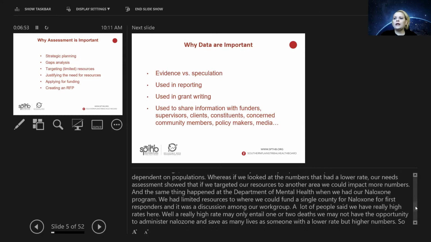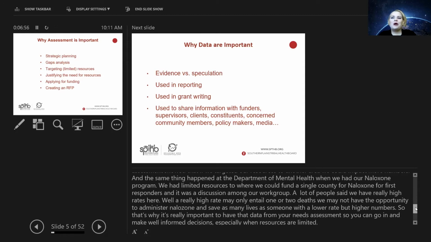A similar situation happened when I was at the Department of Mental Health and Substance Abuse Services. Again, a long time ago, before naloxone was kind of standard issue. All first responders weren't equipped with it. And we decided to pilot a program, and we were going to evaluate it. We had an area, and I'm going to talk about this later, that had a very high rate, but very low numbers, compared to an area that had a pretty high rate, but higher numbers. And so we went to target our resources in the area with higher numbers.